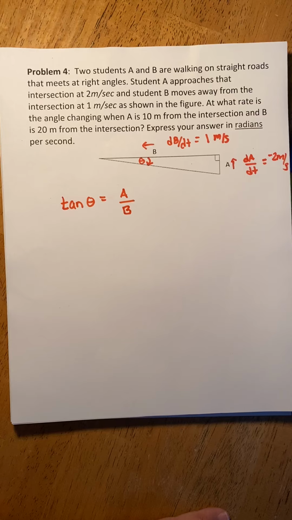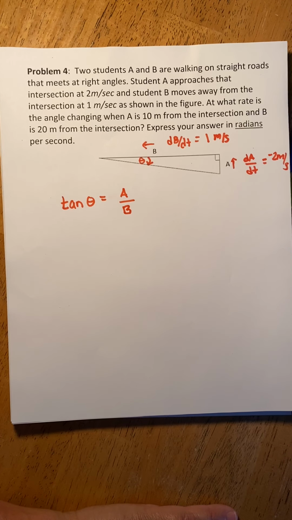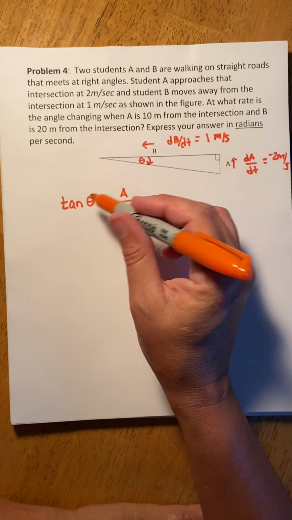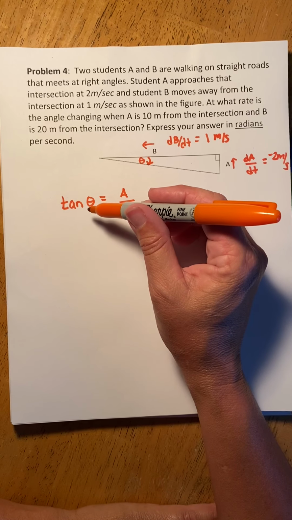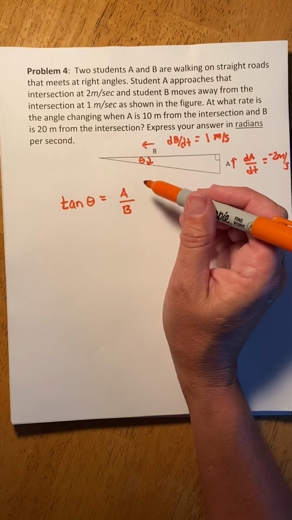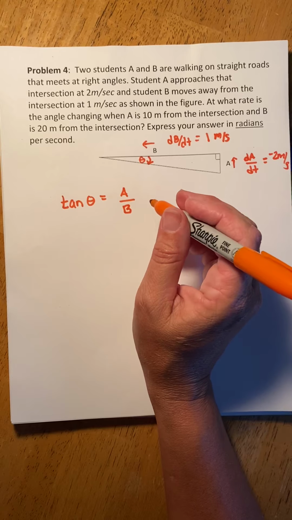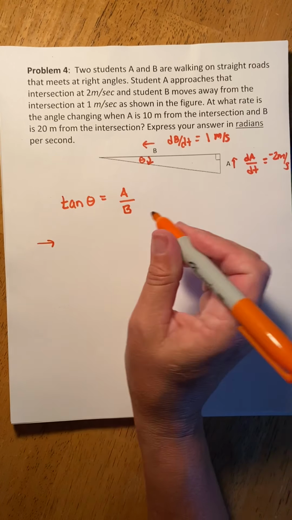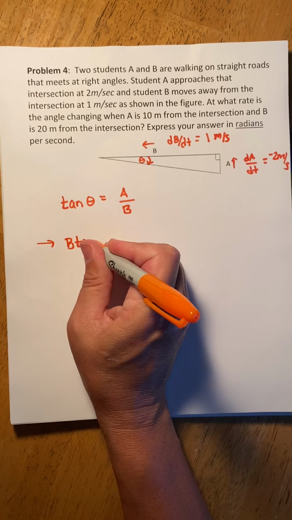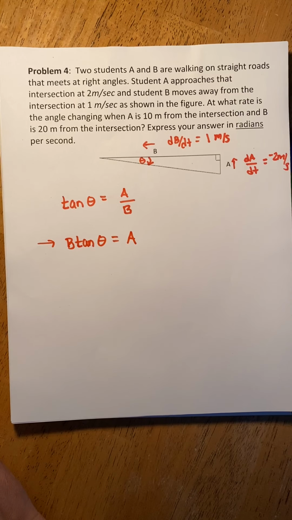Right, so now we're working with 3 variables. Theta is changing, A is changing, and B is changing. So notice I didn't stick anything in yet until I take derivatives. Now here, you can take the derivative of the tangent, which is the secant squared, and then we would have to use the quotient rule here. Or we could bring the B over to the other side and use the product rule. I'm going to do that because I'd much rather use the product rule. Isn't it true that B tangent of theta equals A? Then that way we don't have to work with fractions.